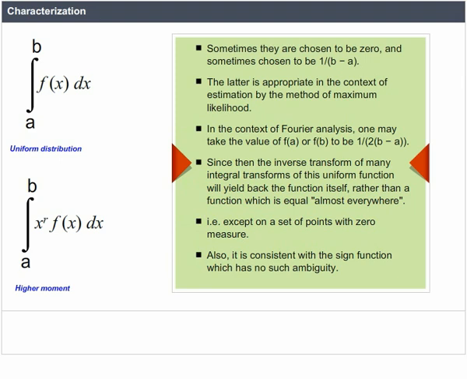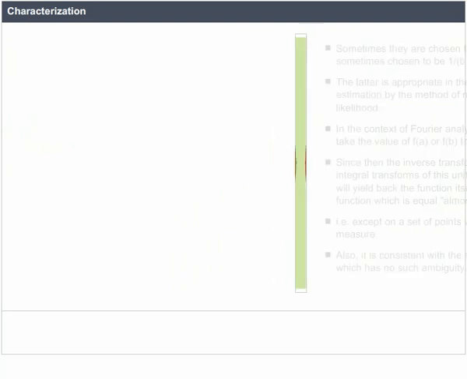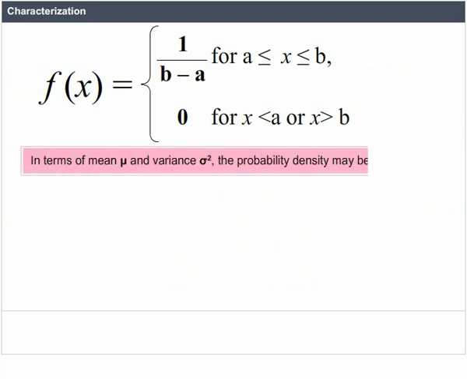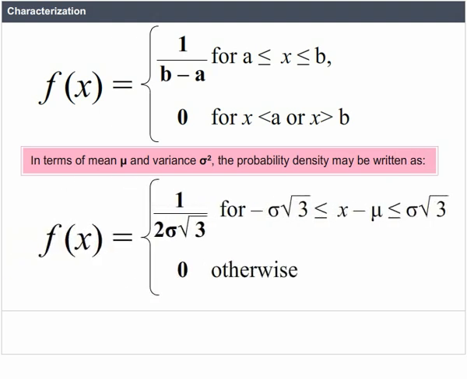f(x) equal to 1 divided by b minus a for a less than or equal to x less than or equal to b, 0 for x less than a or x greater than b. In terms of mean mu and variance sigma square, the probability density function may be written as f(x) equal to 1 by 2 sigma root 3 for minus sigma root 3 less than or equal to x minus mu less than or equal to sigma root 3, then 0 otherwise.